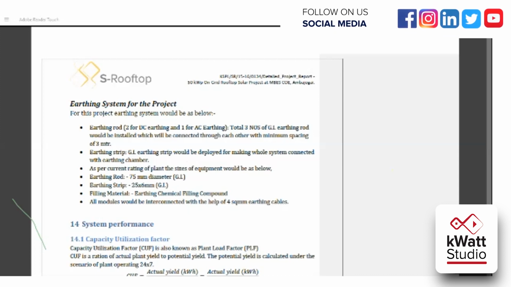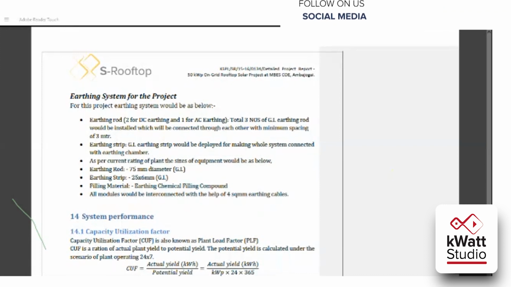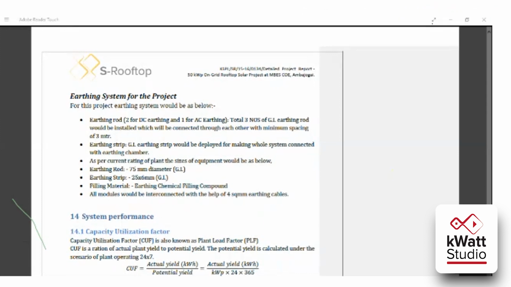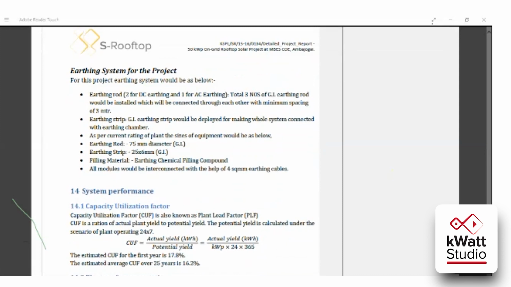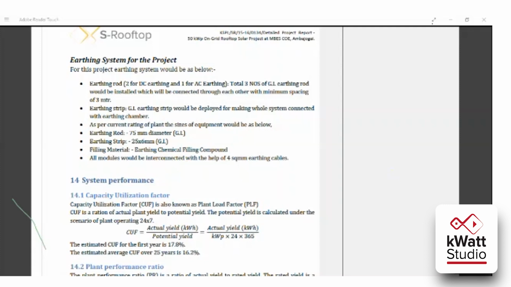We have used a GI earth strip, that is galvanized iron earth strip. You can use a copper earth strip also. Again, it depends on the type of system and the designing strategy. We have a 75 mm diameter GI earthing rod, and the earth strip dimension is 25 into 6 mm. Again, the filling material is earthing chemical filling compound, which means we have used chemical earthing here.